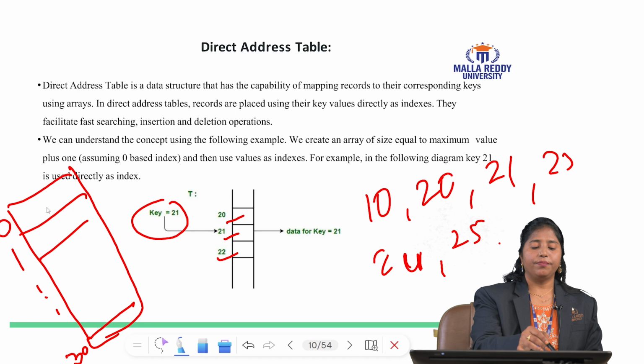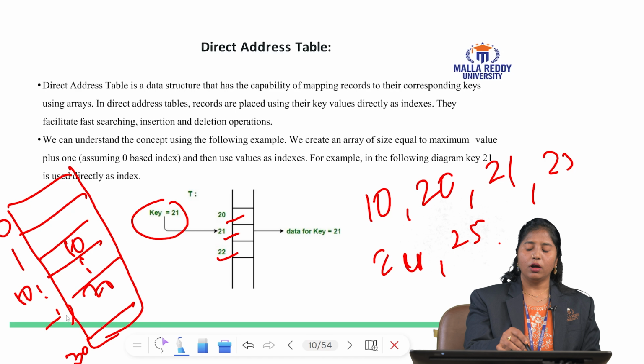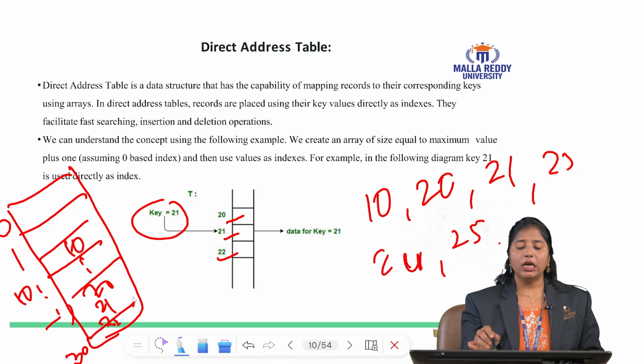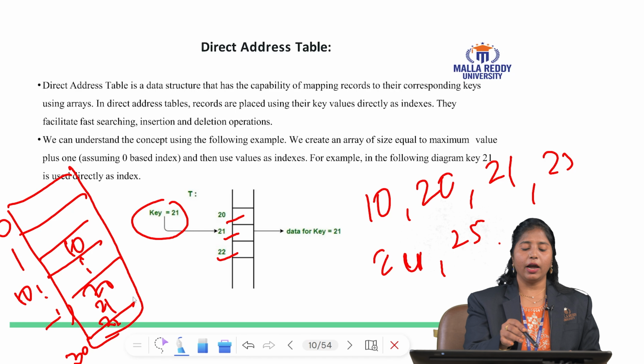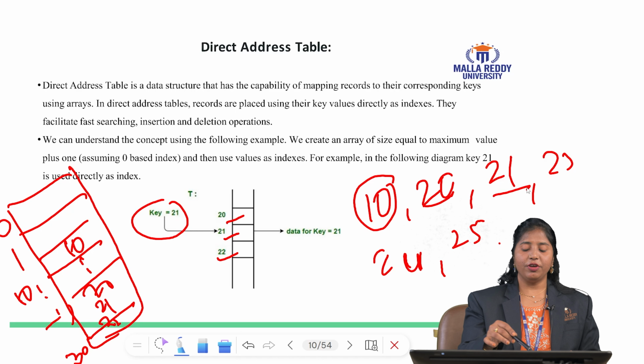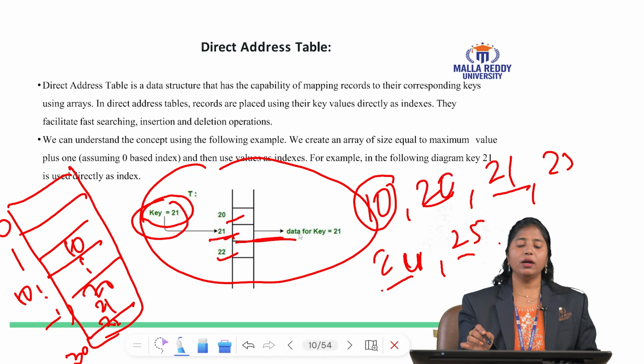Here 10 means directly the 10th place, we can store the value 10. 20 means the 20th place we can store the key value 20, like 21, 23, 24. What we understand here is that whatever key element you take as the input, you can directly take it as the index. 10, we store in the 10th place; 20 in the 20th place; 21 in the 21st place; and like this 24, 25. In this diagram also, if you observe, key element 21 is placed at the 21st index. So this is about the direct address table.